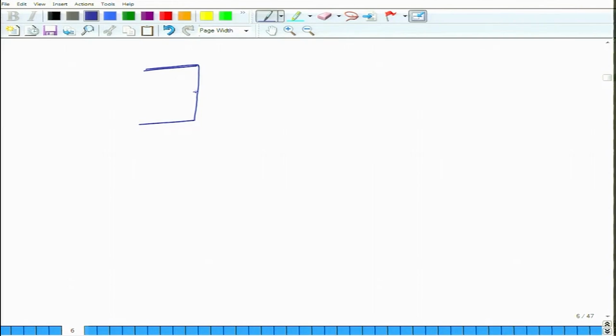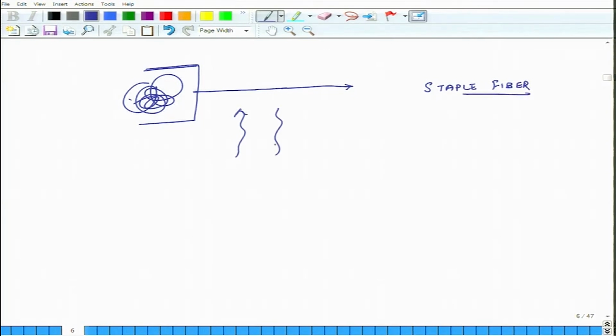If you have to make staple fibers, suppose this is a die and fiber is coming out from here. On this side you have the molten glass, and through a small extruding hole fiber is coming out. To make staple fiber, you blow high pressure air in this direction. As it comes out, because fiber is brittle, it breaks in roughly equal sizes, and that is how you generate staple fibers.